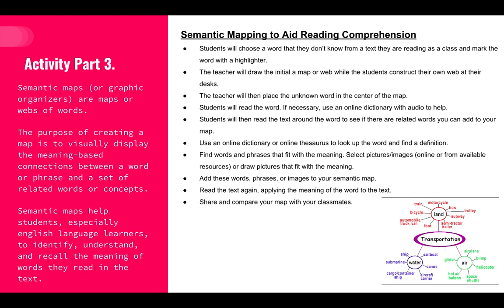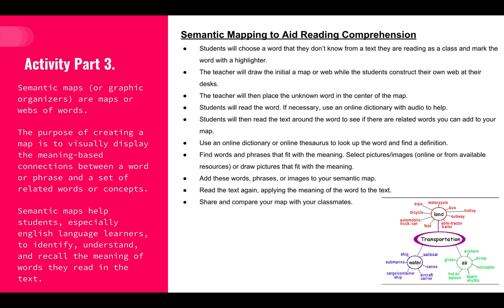This is another extension of the activity in part 2. This includes semantic mapping. Semantic maps or graphic organizers are maps or webs of words. The purpose of creating a map is to visually display the meaning-based connections between a word or phrase and a set of related words or concepts. Semantic maps help students, especially English language learners, to identify, understand, and recall the meaning of words that they read in text.